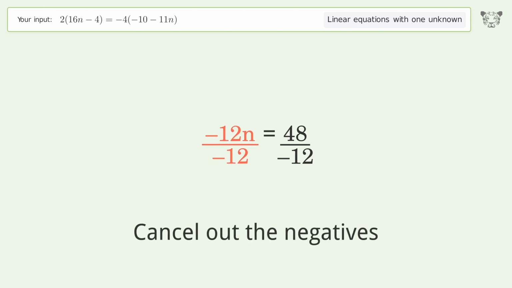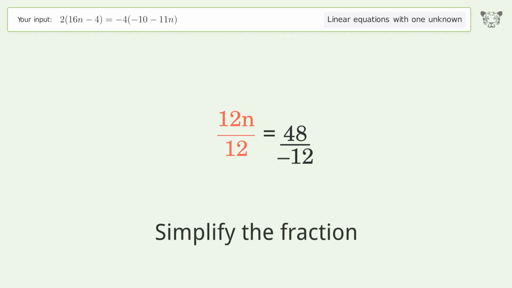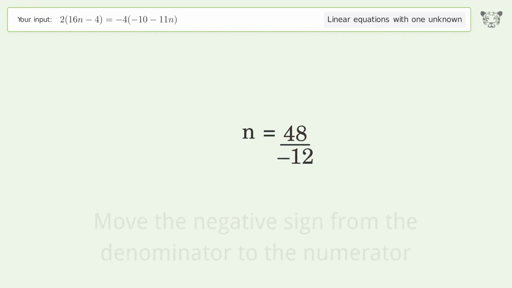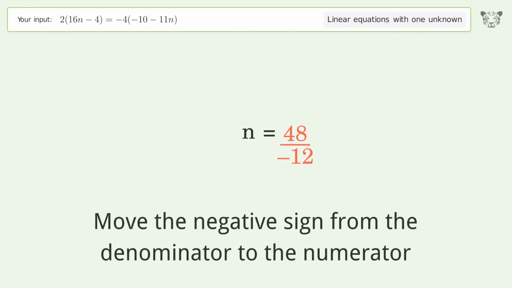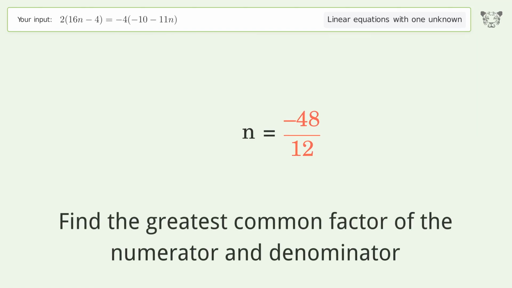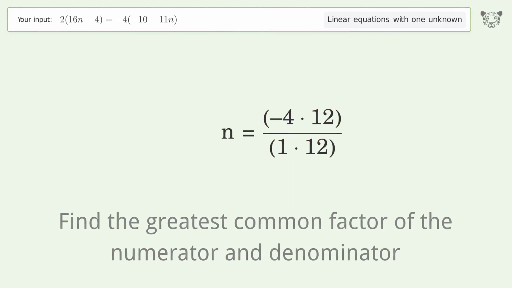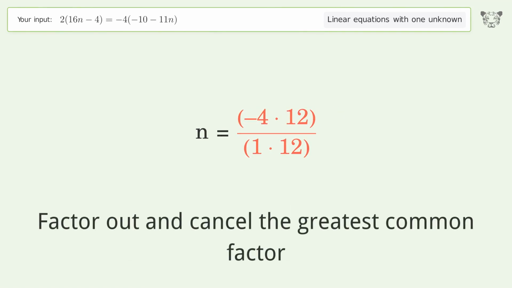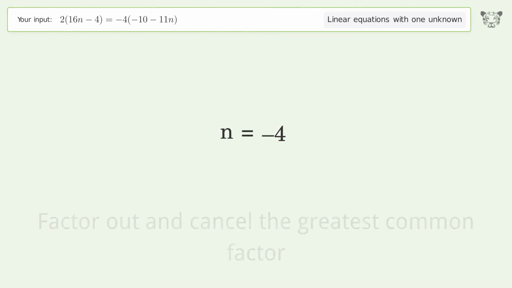Cancel out the negatives. Simplify the fraction. Move the negative sign from the denominator to the numerator. Find the greatest common factor of the numerator and denominator. Factor out and cancel the greatest common factor. And so the final result is n equals -4.